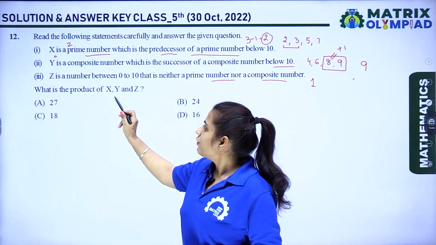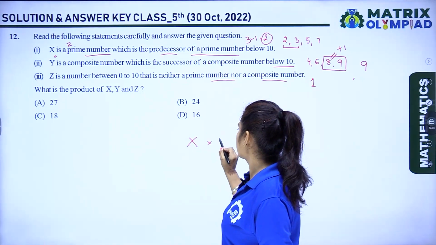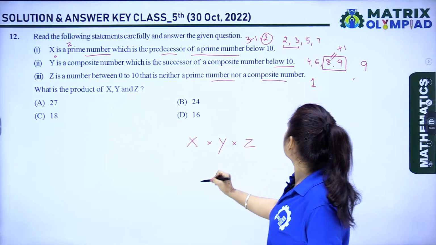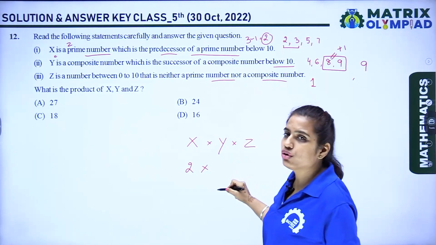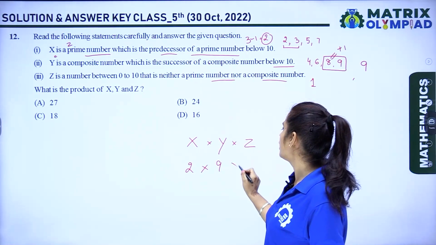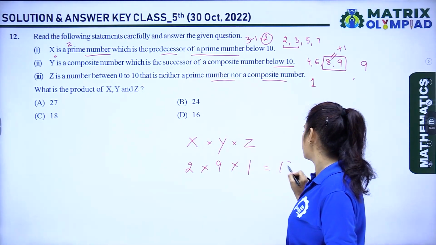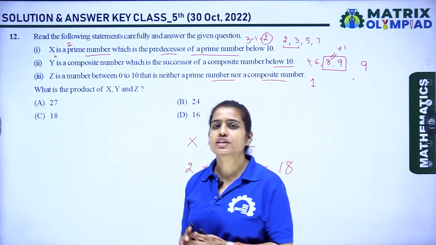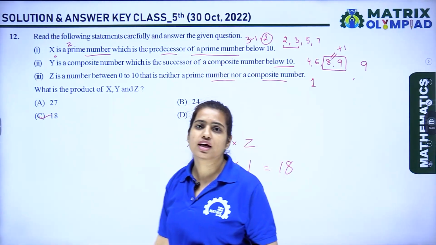What is the product of x, y, z? Now we have to find out the product of x, y and z. So the value of x is 2, multiplied by the value of y, which is 9, and the value of z, which is 1. So here we get 18 as the product of x, y and z. So option C is the correct answer.